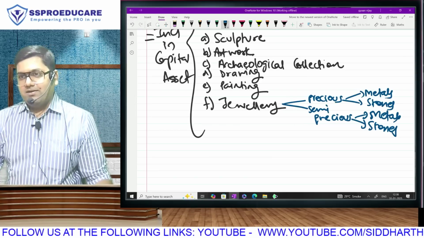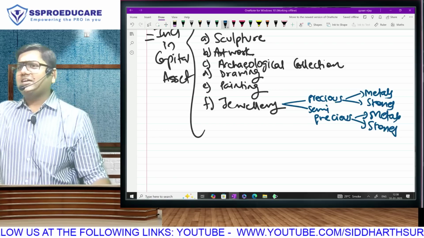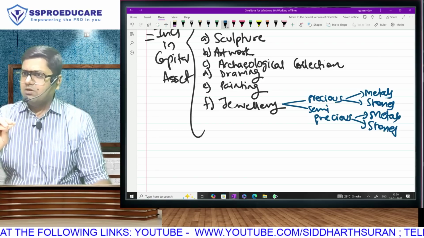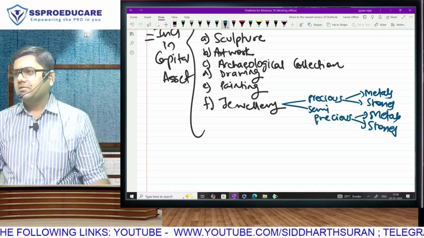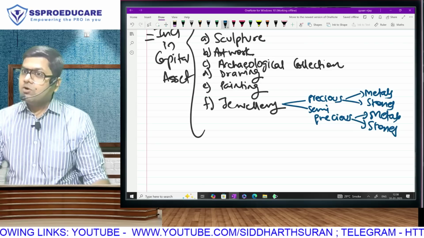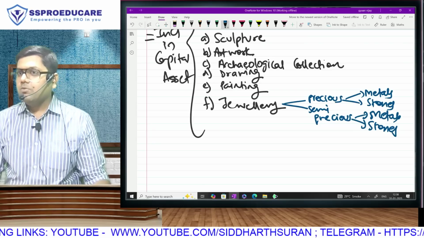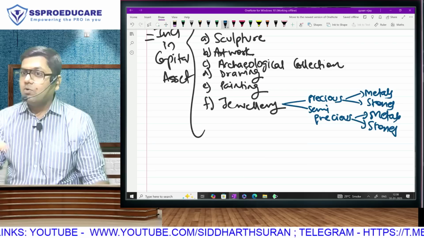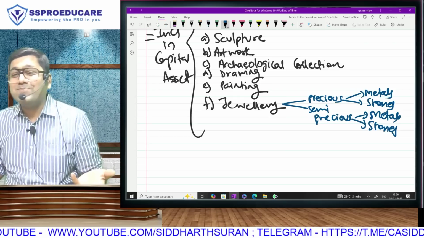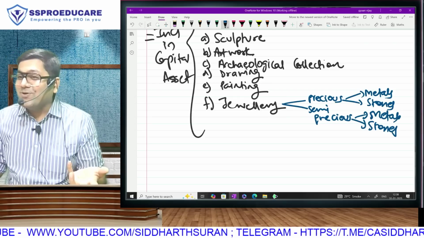Bro, please understand. Whether it is movable or immovable, if it has precious or semi-precious metal, it will be kept in that nature. Now the question is, sir, who will buy a toilet? Bro, if it has gold, someone will buy. Nobody is buying the toilet, bro. People are buying the gold in the toilet. What are we discussing, bro? You have better things to do in life.